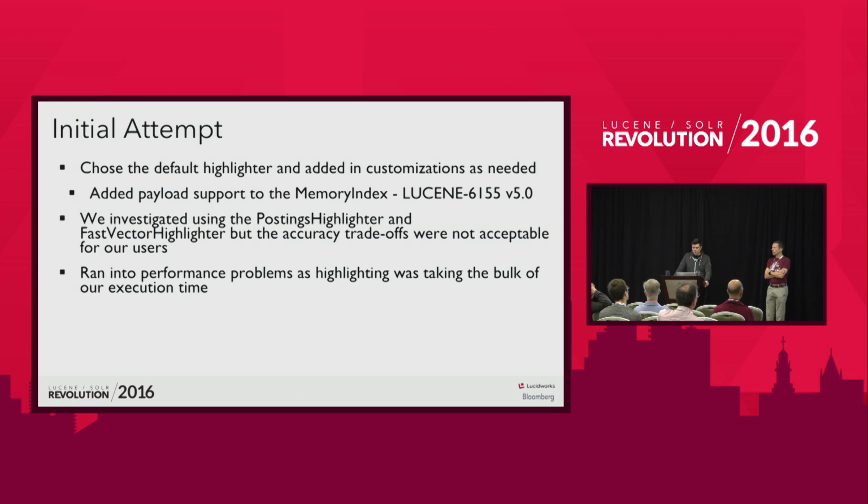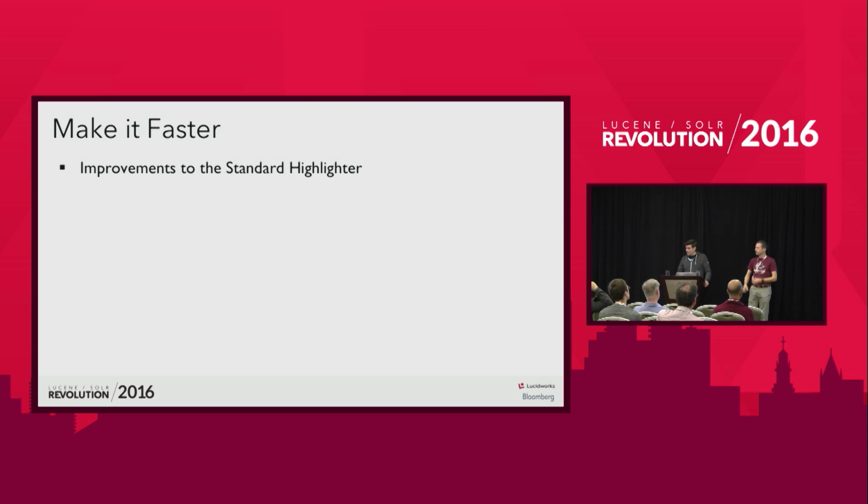So we ran into some performance problems because highlighting was taking the bulk of our execution time. And by bulk, you'll see more when we get into performance numbers, but bulk really can mean multiples over and above your core search time. So highlighting, the second you do it, can drastically impact the speed of your search. So we decided to make it faster.